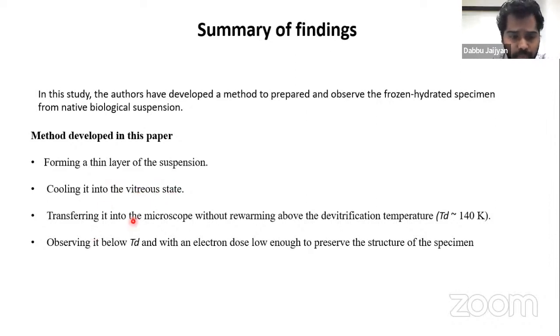Then imaging of this cryo-EM grid in the microscope without rewarming above the devitrification temperature, which is around 140 Kelvin, and then observing it below the devitrification temperature and at a low electron dose to preserve the structure of the specimen. I will describe each of these steps in detail in my coming slides, but this is the summary of how the sample was prepared, how the vitrification was performed, and how the imaging was done in this paper.